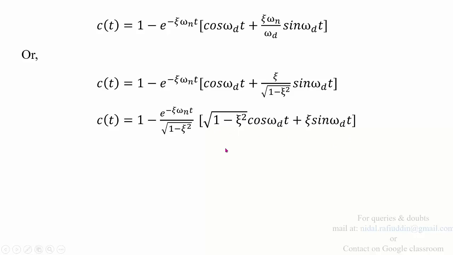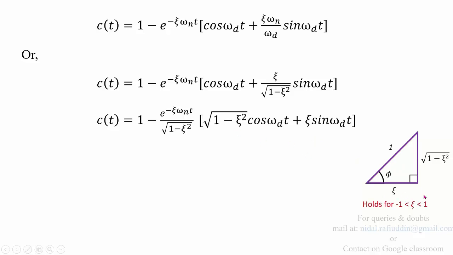And this can further be simplified by assuming a right angle triangle where you have angle phi, the perpendicular of which is under root 1 minus zeta square, and the base is zeta. If you evaluate the hypotenuse for it, you will have this as 1. So using this concept, we are now going to simplify and write these expressions in terms of phi.